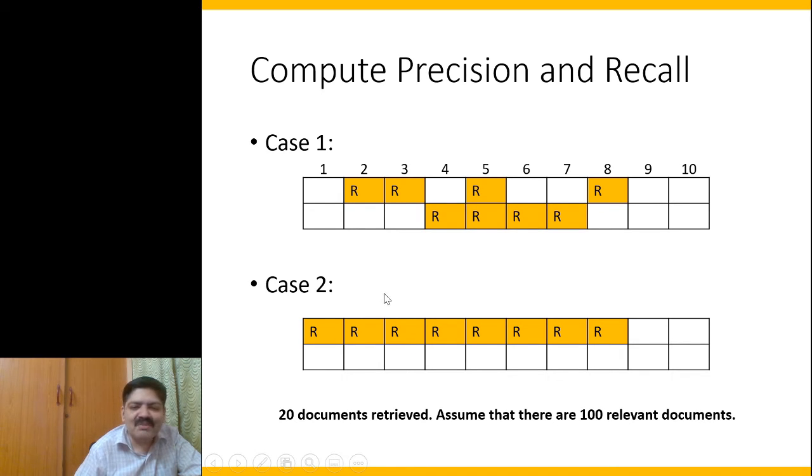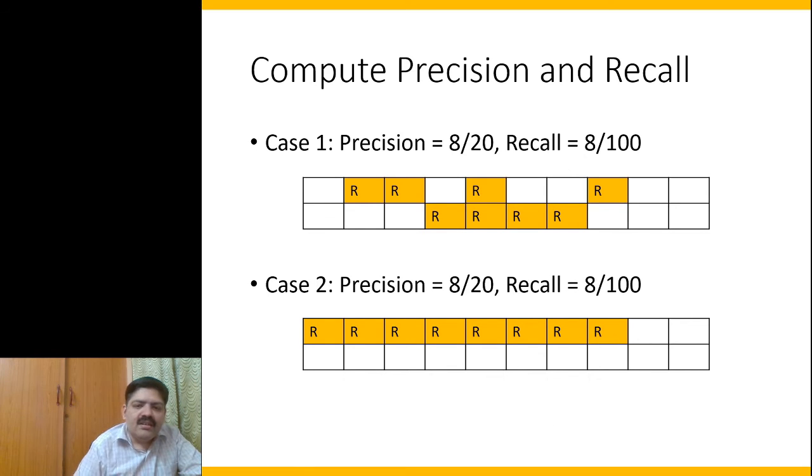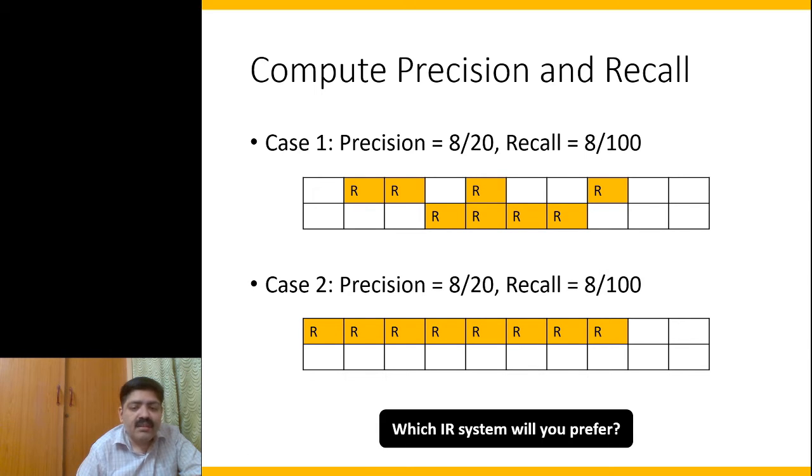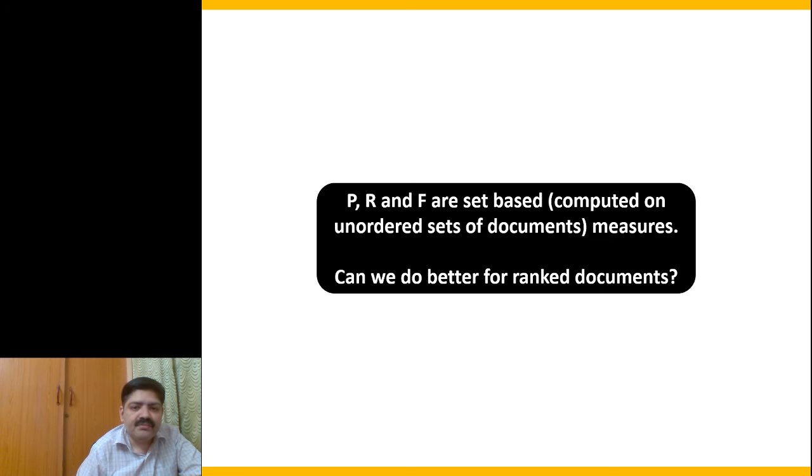Of course, the case 2 system looks better because it gets the relevant documents at a higher spot, and our intuition is that if there is a relevant document, we would like to see it at the first position. So we don't like this non-relevant document at the first position, for instance. But our precision, recall and F measures treat these two systems as identical or equally good, which is a problem. So we don't like that. So the question is, can we do better for ranked documents?